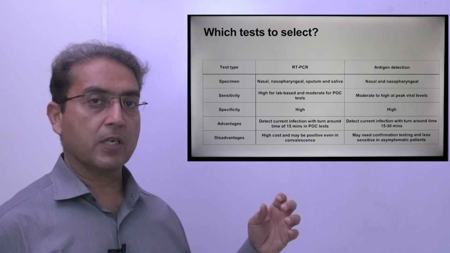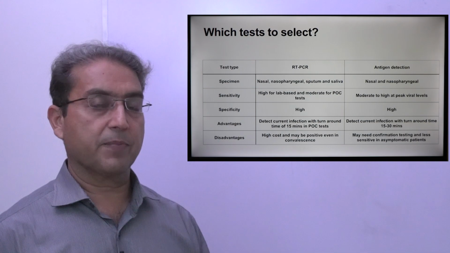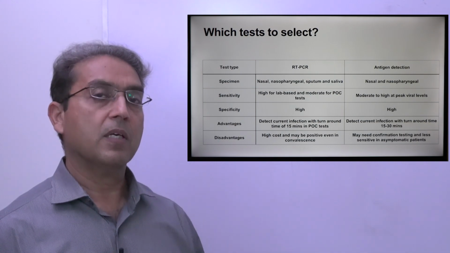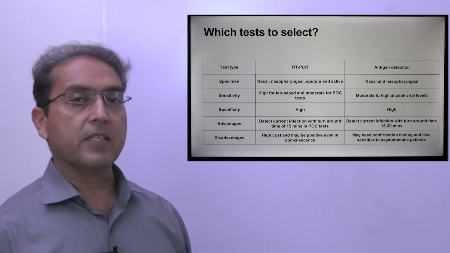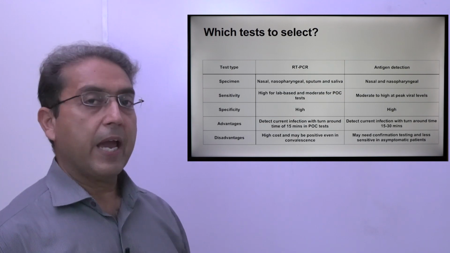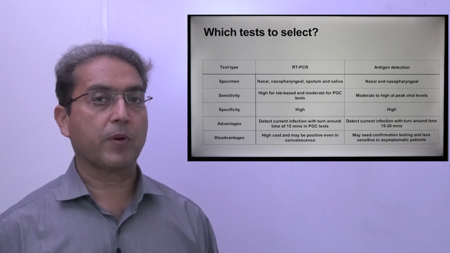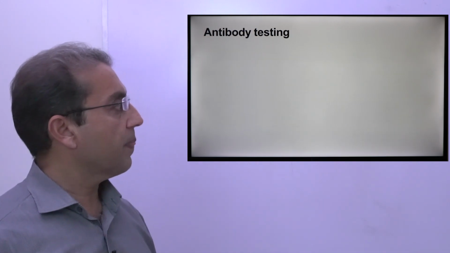Disadvantages: PCR is costly and it may be positive in convalescence. That is, in patients who have recovered from the illness, the PCR may still be positive. Similarly, for antigen detection, the disadvantage is that it may need confirmation testing and it is less sensitive in asymptomatic patients. The PCR is more sensitive in asymptomatic patients.